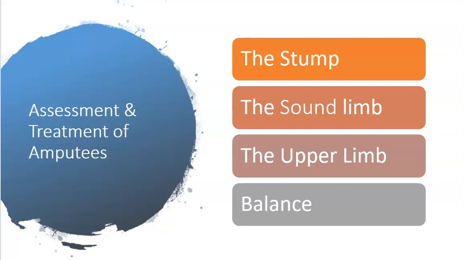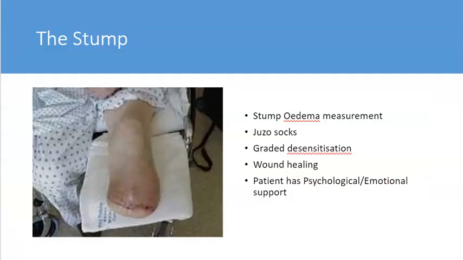We're going to talk about how the upper limb differs from the lower limb, and then we're going to talk about the importance of balance. That's mainly to do with the lower limb. So they're the four topics we're going to get into today. So we're going to talk about the stump first.